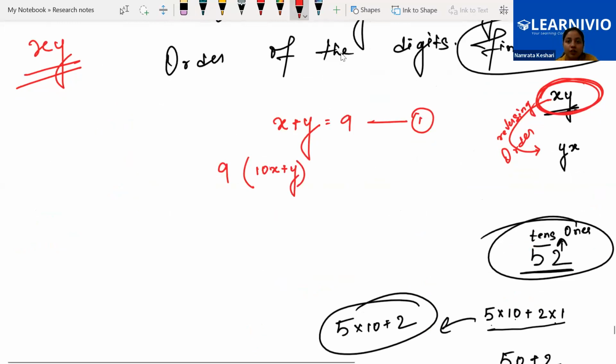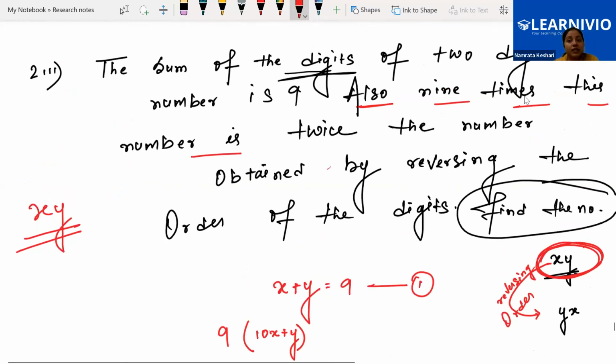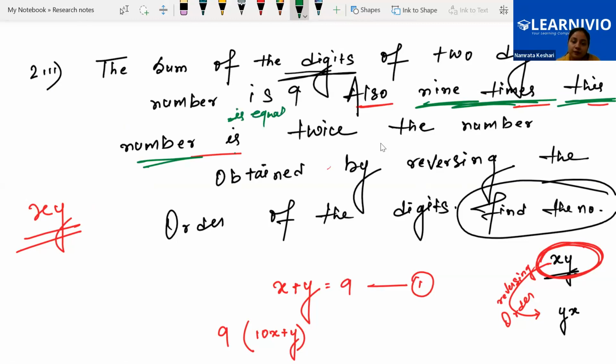Okay. So what does the statement say? 9 times this number. Let me highlight it. We have written 9 times this number. Is means is equal to. Is equal to twice the number obtained. Twice means 2 times the number obtained by reversing the order. When we reverse the order of xy, we will get yx.